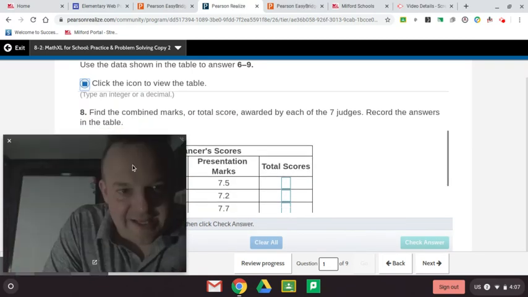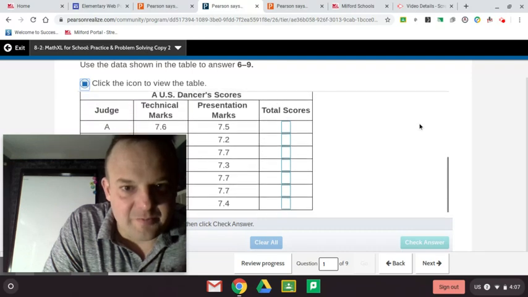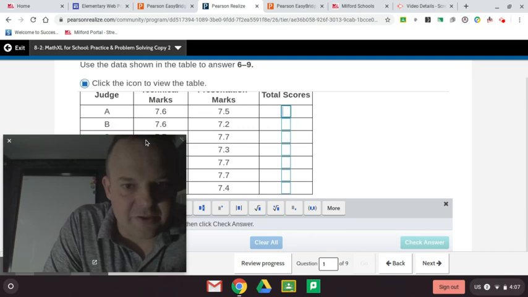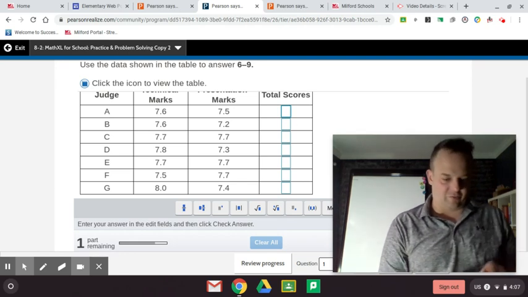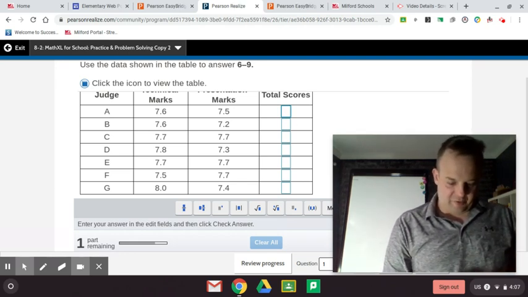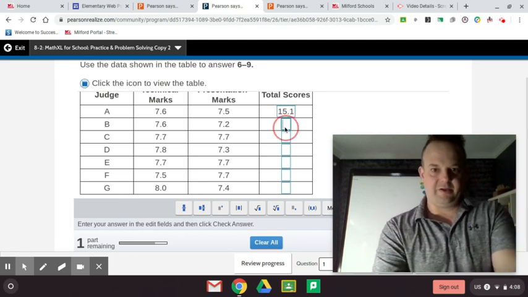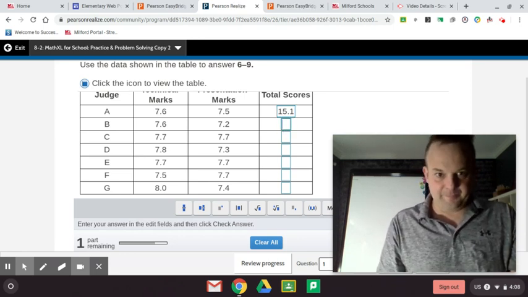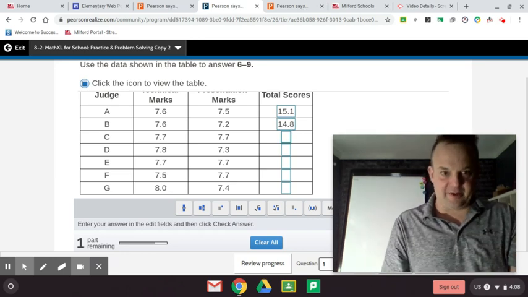So now it is asking us to find the combined marks or total score awarded by each of the 7 judges. Record your answers. So we're going to total these scores. Oh boy. So let's just do this really quick together. 7.6 plus 7.5, 15.1. And you guys do it with your numbers, and I'll do it with mine. And I just hit tab and it goes to the next one.